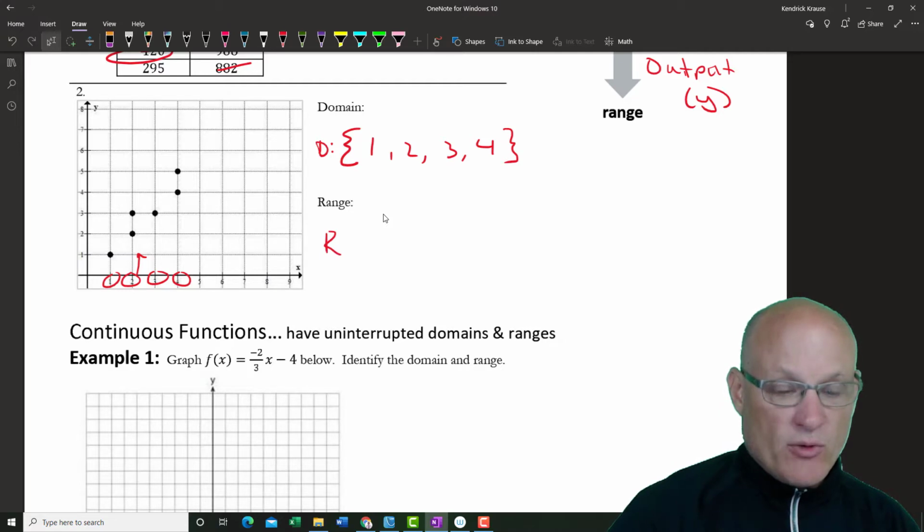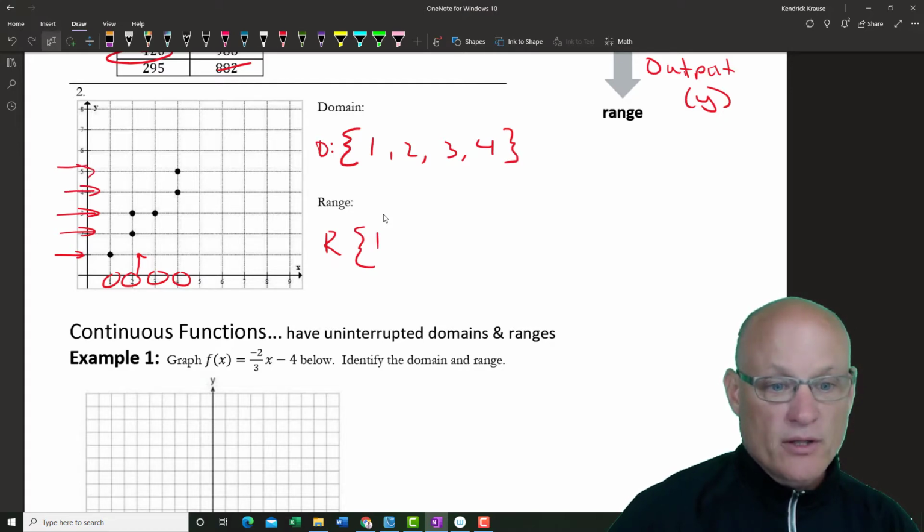Range, we also don't repeat range values if we have repeating range values. So there's 1, 2, 3. I know there's two of them there, but we don't repeat it. 4 and 5. So 1, 2, 3, 4, 5.